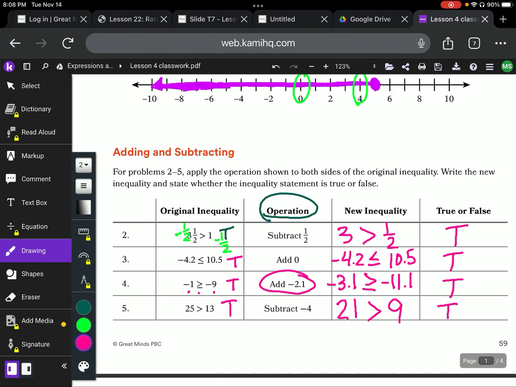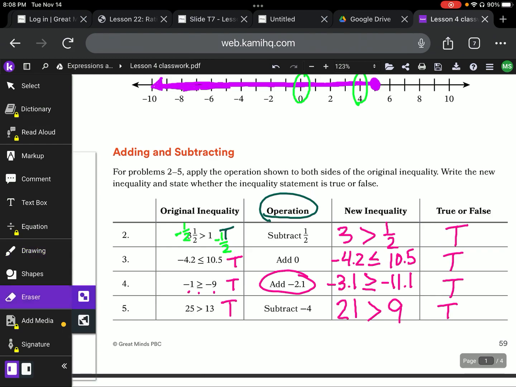So no matter how I added or subtracted, right? All of these had different, we were adding or subtracting something different. In number 2, we were subtracting a half. Number 3, we were adding nothing. Number 4, we were adding a negative. Number 5, we were subtracting.